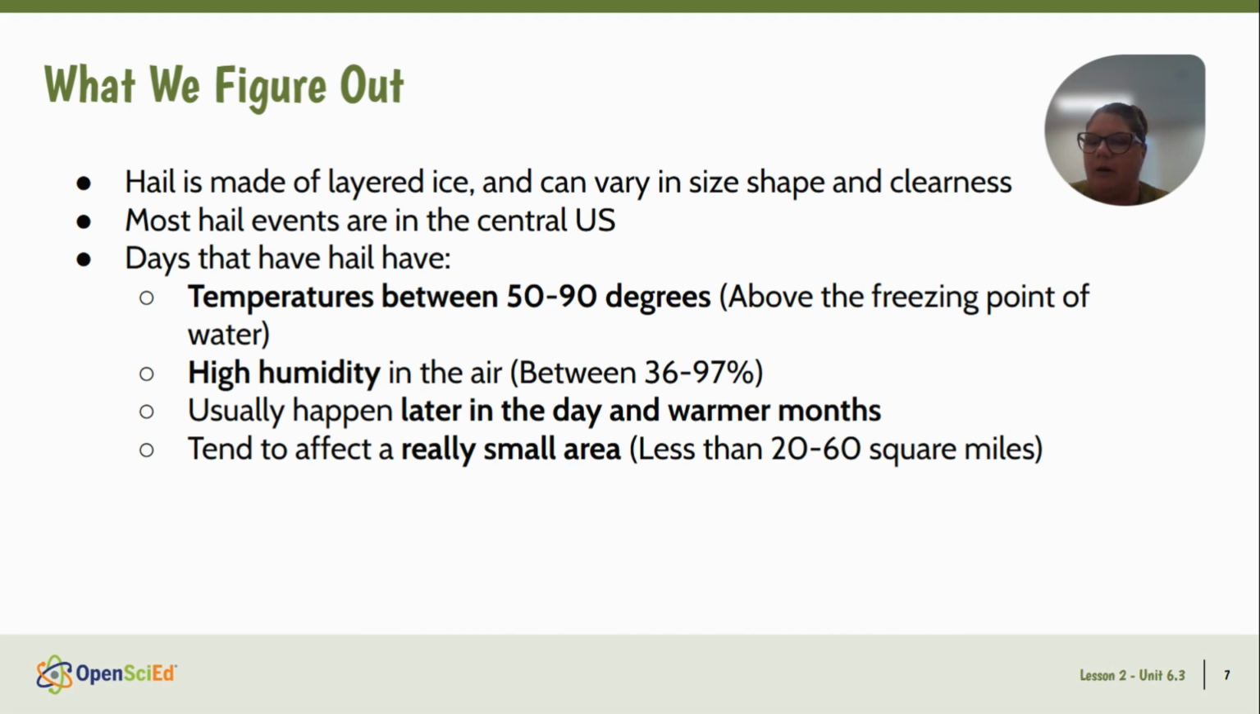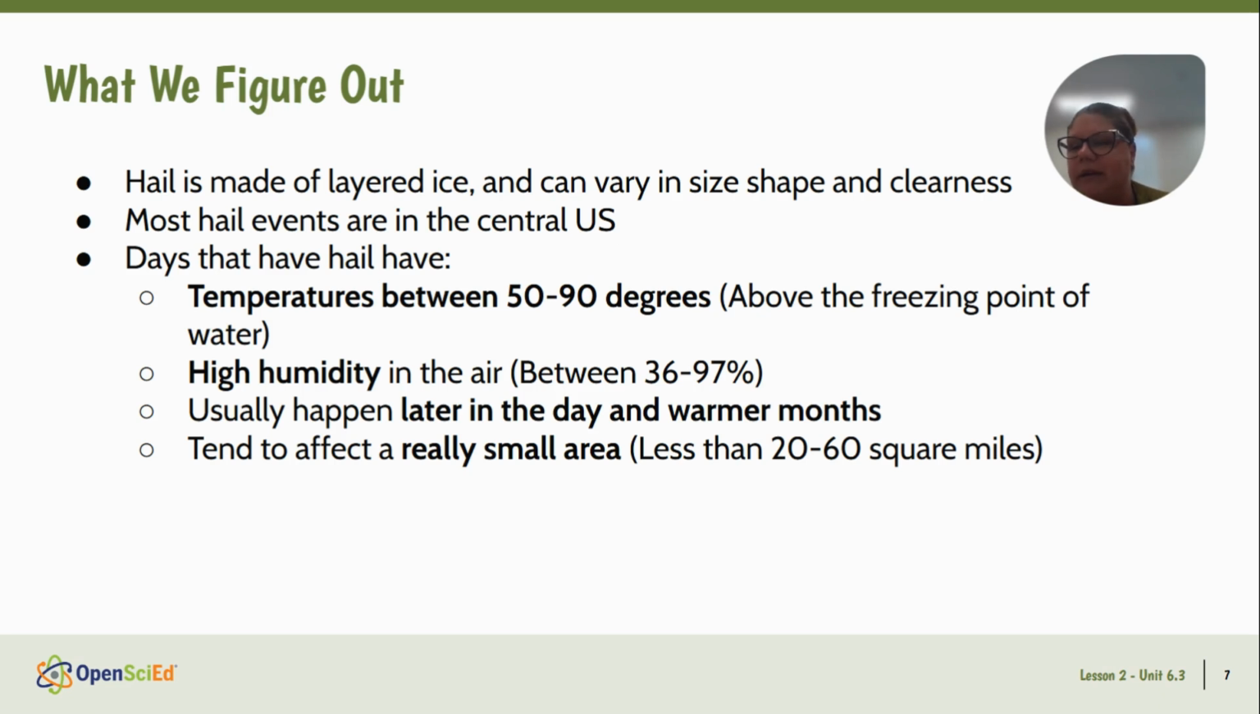So what we figure out: we notice early on that the hail is made of layered ice and can often vary in size and shape. Some of them are kind of wicked looking. The hail events are all across the central U.S. for the most part. There are some pockets here and there, but most of it's in the central U.S. On days that have hail, we're noticing temperatures somewhere between 50 and 90 degrees, which is still well above the freezing point of water, which is kind of weird.